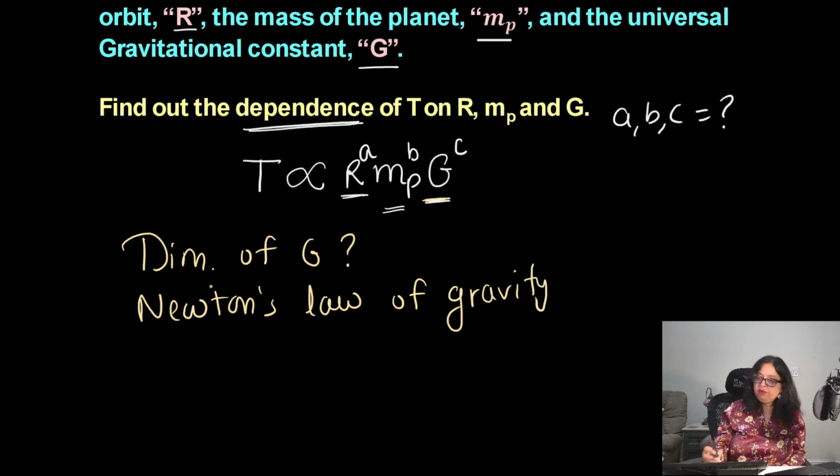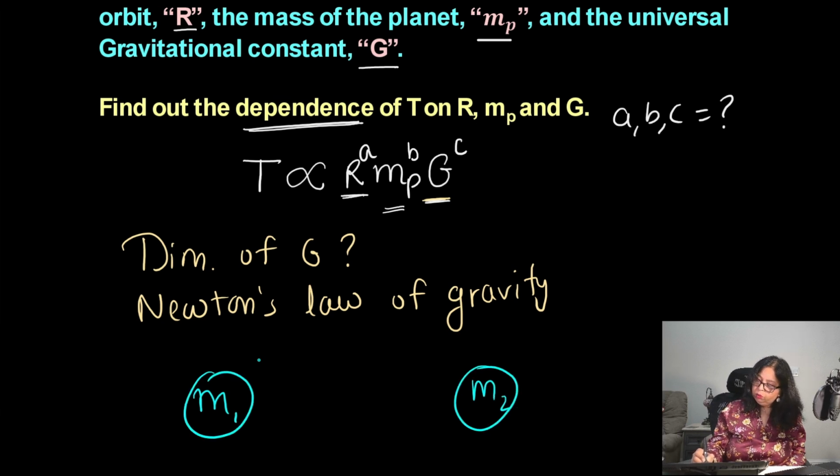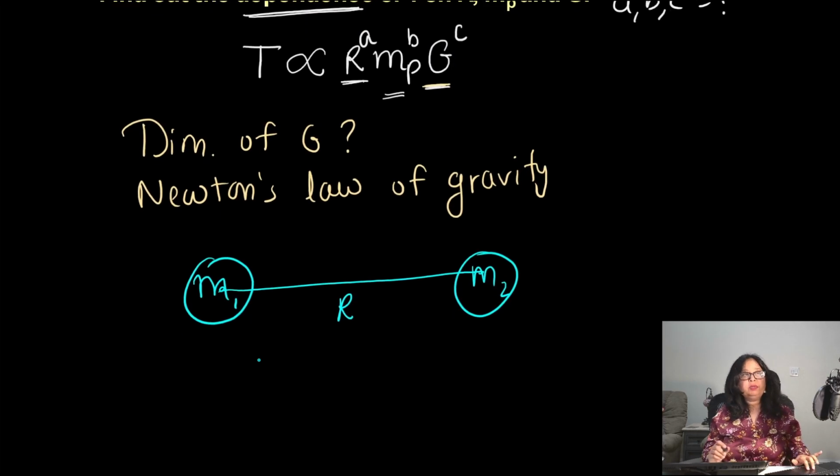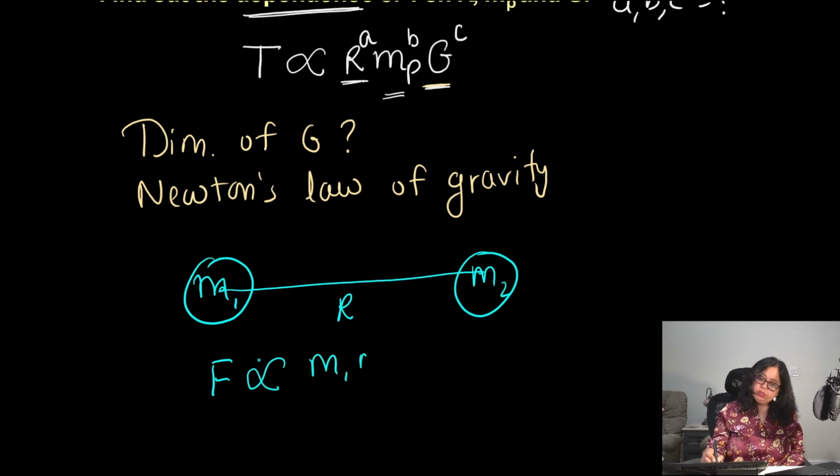Newton's law of gravity says if you have two masses, m1, m2, whose centers of mass are separated by distance r, then the force of gravity between these two masses, m1 and m2, is directly proportional to the product of the two masses, and it is inversely proportional to the square of the distance between their centers of mass.